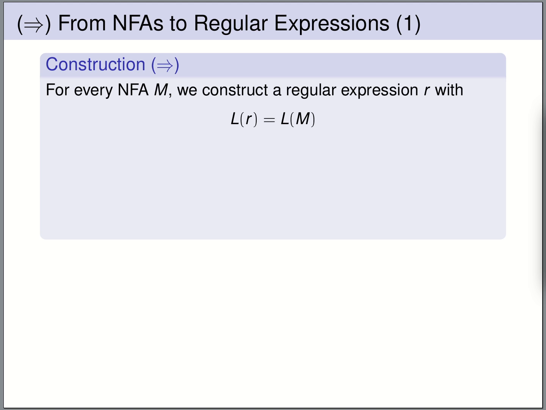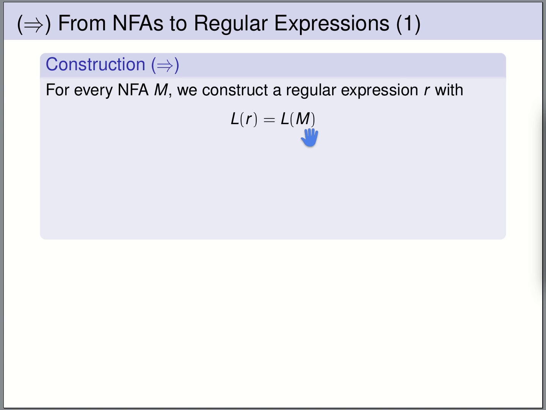Now we're going to look at the other direction of the proof. Now we're going to translate non-deterministic finite automata into regular expressions. So we start with a non-deterministic finite automaton M, and we're going to translate it into a regular expression R, such that the language of the regular expression is the language accepted by the automaton. The construction consists of multiple steps.